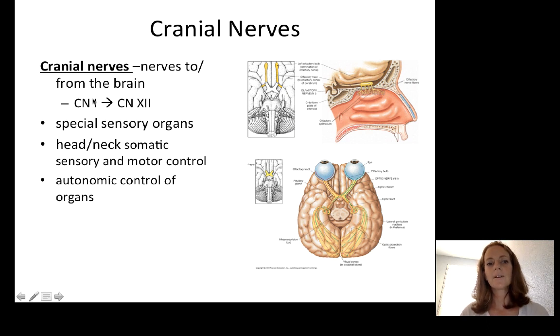Cranial nerves, those are the ones you guys numbered in your anatomy class, cranial nerves 1 through 12, are going to be nerves to and from the brain without using the spinal cord as an intermediate. And these are going to and from regions of the head and neck, including the special sensory organs, the head and neck muscles, head and neck sensory control, and autonomic control of certain organs.